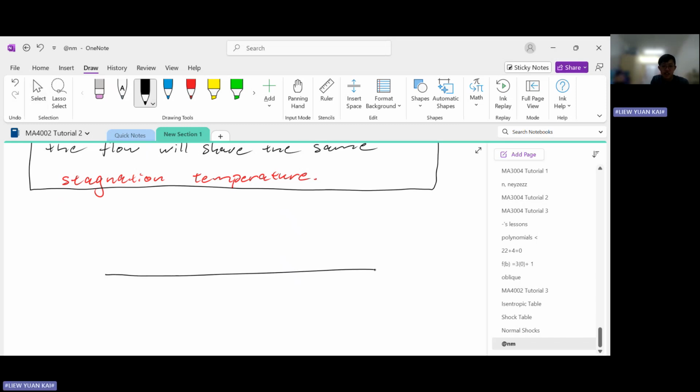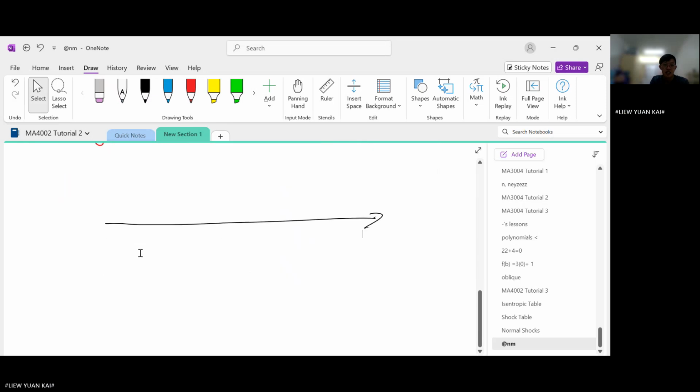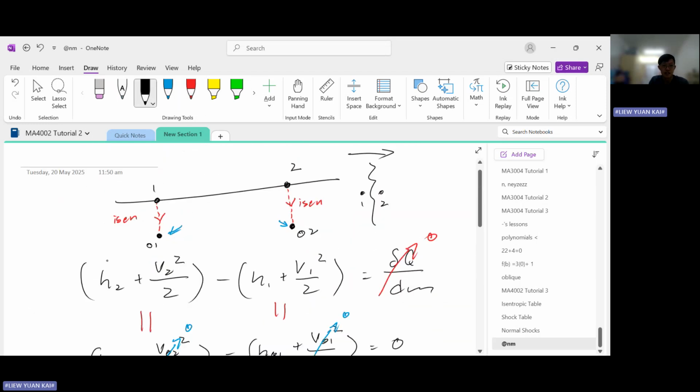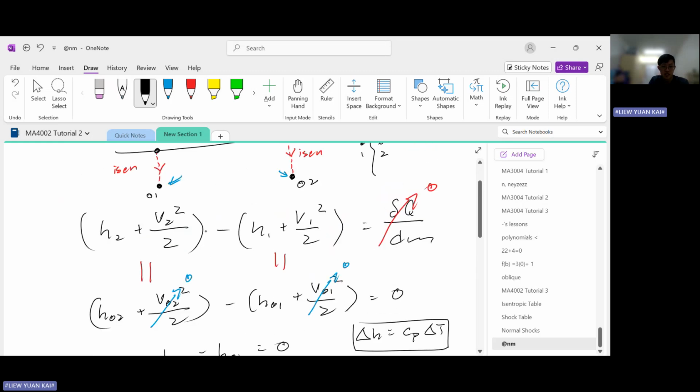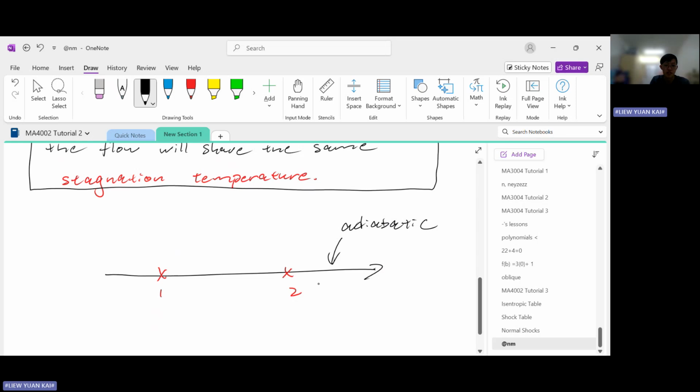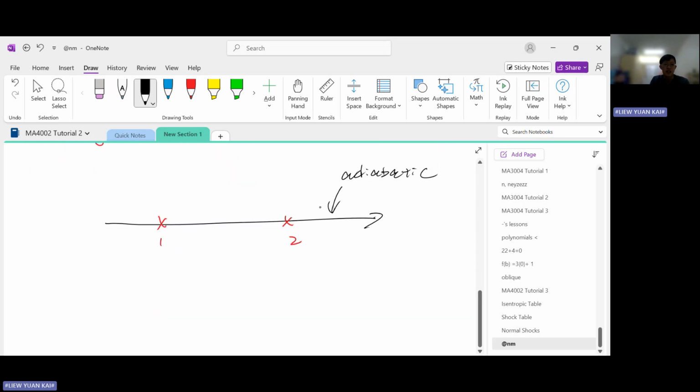So you have a flowing fluid, and we consider this to be adiabatic, so no heat transfer occurs. Then we have point 1 here and point 2 here. Since it is adiabatic, you do not have to derive this, but I'm just showing you that as a consequence of it being adiabatic, the stagnation temperatures are equal. If the flow is adiabatic, then you can automatically say that the stagnation temperatures are equal. This is an important fact that you must remember.